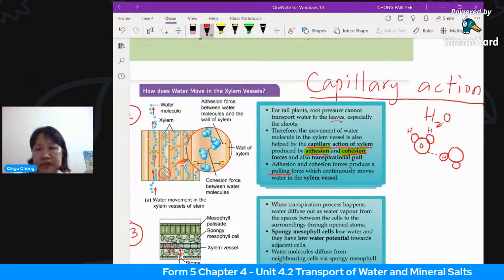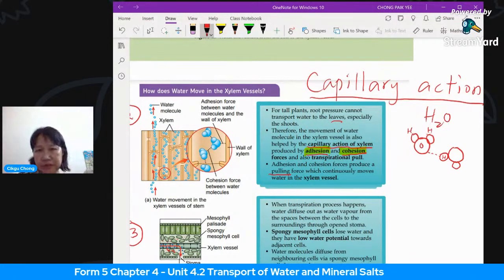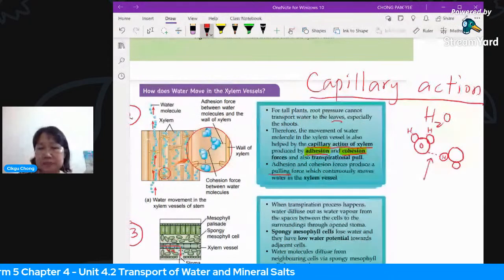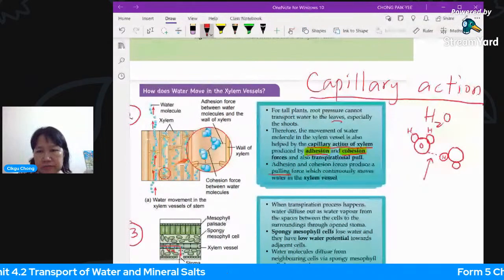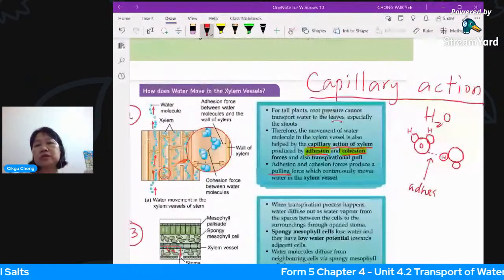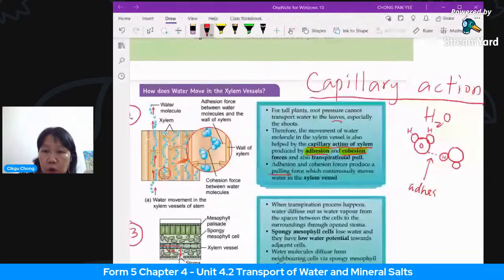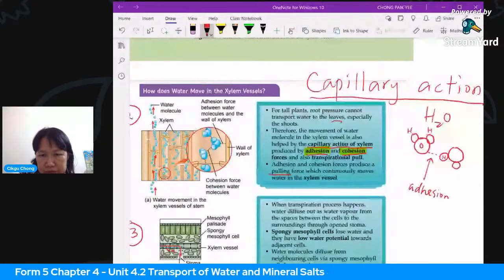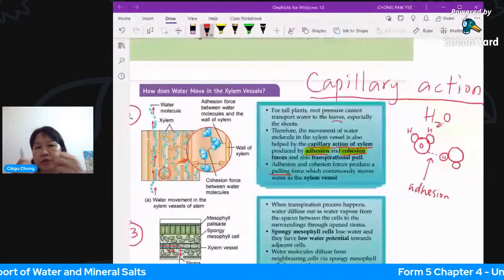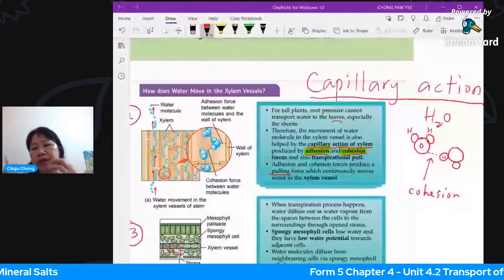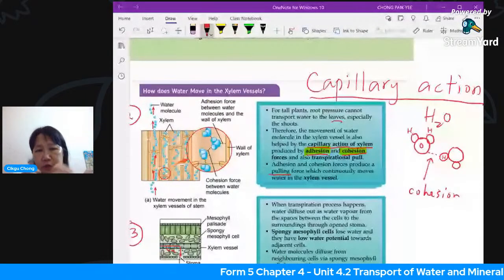So this force in between the molecules here, the force that exists between the molecules of water, is called cohesion. Sorry, I'm so sorry. Cohesion. Cohesion is the name of the force in between the molecules of water. This will try to make the water actually stick together.